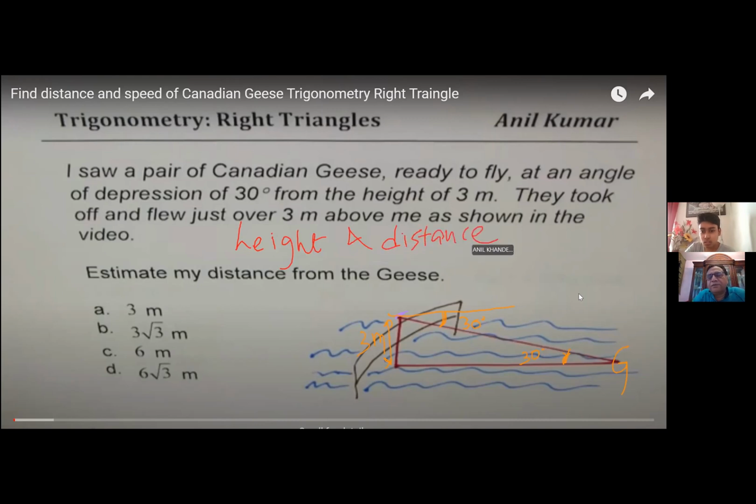So we know the height at which we are, and we know the angle, but we really want to find the distance. So it says, estimate my distance from the geese. That means, are we interested in this distance or the hypotenuse? We're interested in the hypotenuse, sir. Correct. So we are interested in the hypotenuse. We know the opposite side. Which trigonometric ratio should I use to find the hypotenuse? Can you tell me? I think tangent, sir.